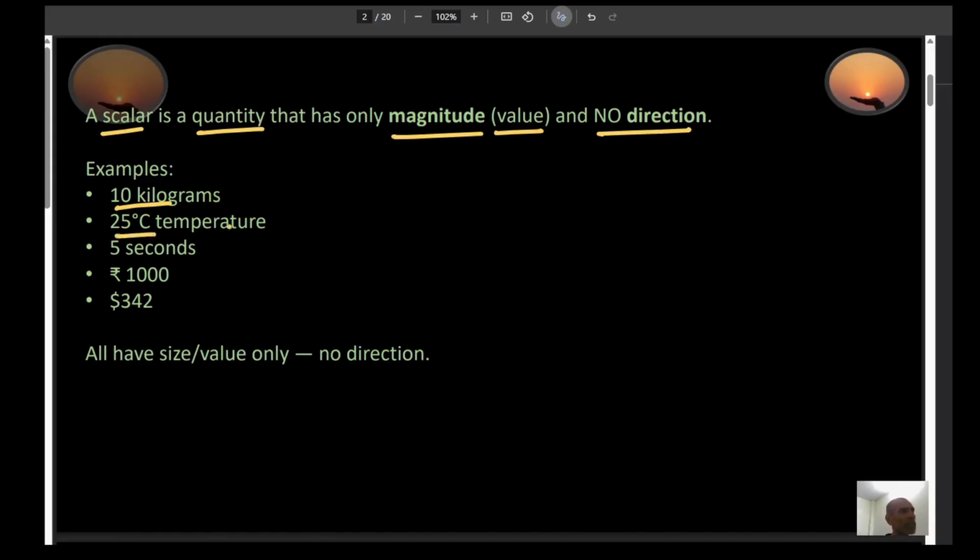25 degrees Celsius. It has only a magnitude. It only has a number, a value. It has no direction. 5 seconds. Rupees 1000, dollar 342. All of these numbers, they only have magnitude. All have size and value. In other words, they have no direction. That's what makes them a scalar quantity.